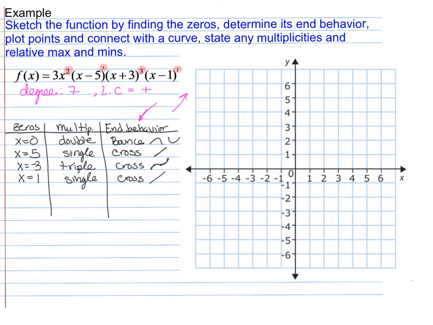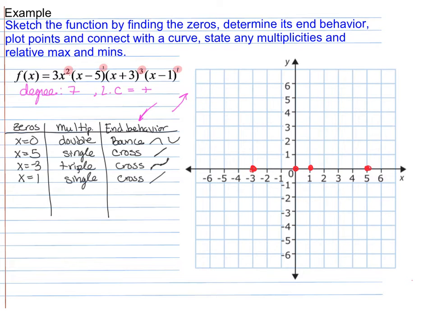Okay, so let's start by putting in our zeros. So we have a 0 at 0. We have a 0 at 5. A 0 at -3. And a 0 at 1. Okay, so after that, we're going to sketch.